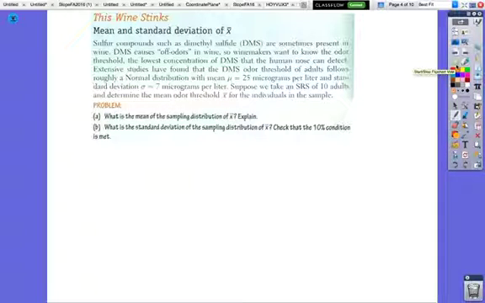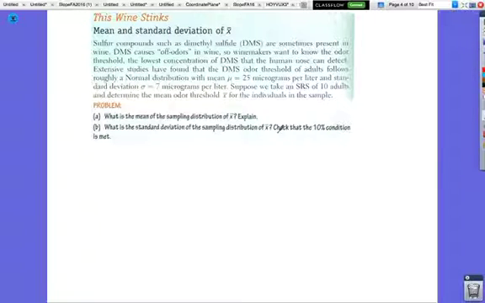So let's look at an example. Sulfur compounds such as dimethyl sulfide, DMS, are sometimes present in wine. DMS causes off odors in wine, so winemakers want to know the odor threshold, the lowest concentration of DMS that the human nose can detect. Extensive studies have shown that the DMS odor threshold of adults follows a roughly normal distribution, with a mean equal to 25 micrograms per liter and a standard deviation of 7 micrograms per liter. Suppose we take a simple random sample of 10 adults and determine the mean odor threshold X bar for the individuals in the sample.